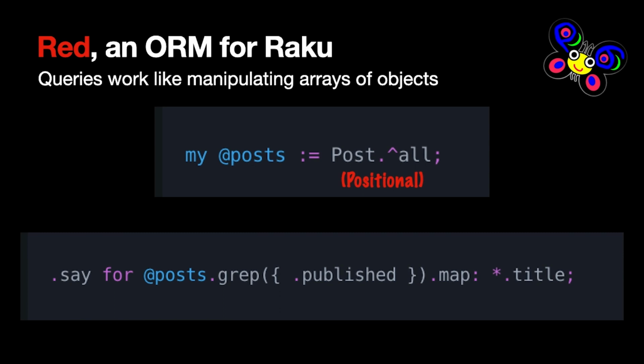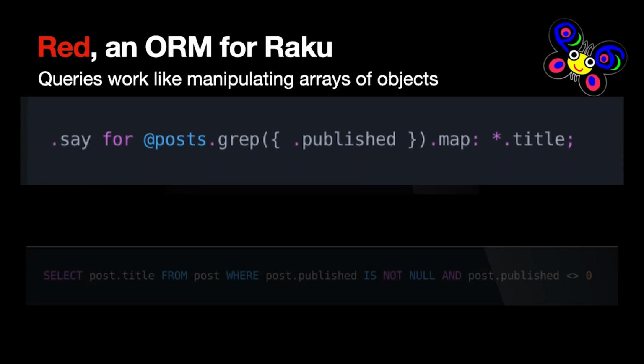So just to make it clear, Post.all is a Positional. If someone binds the array @posts to Post.all, the code becomes exactly the same as the array version. Post.all is just a ResultSeq, and ResultSeqs do Positional.